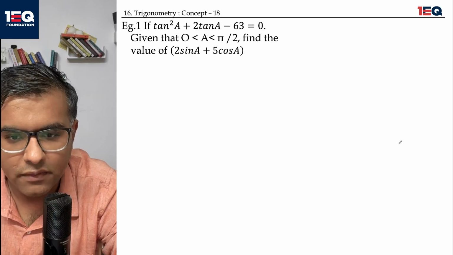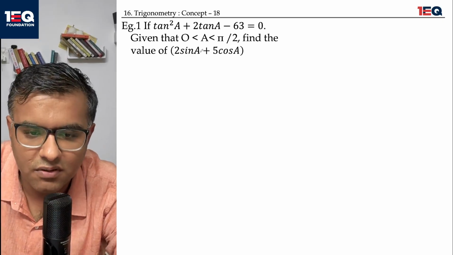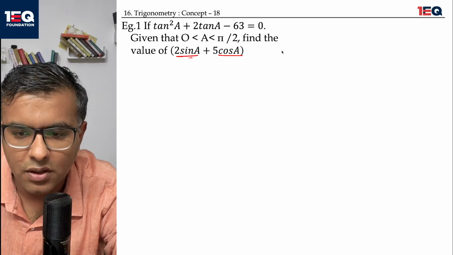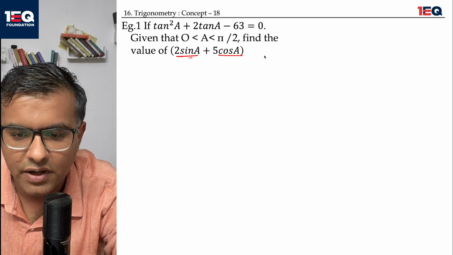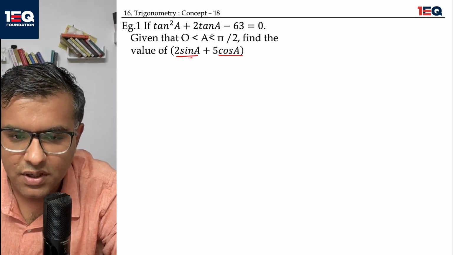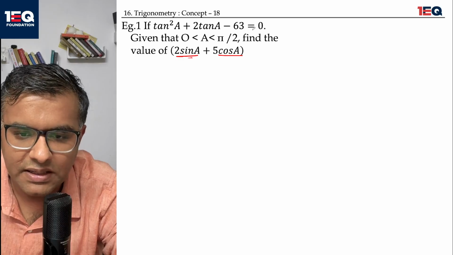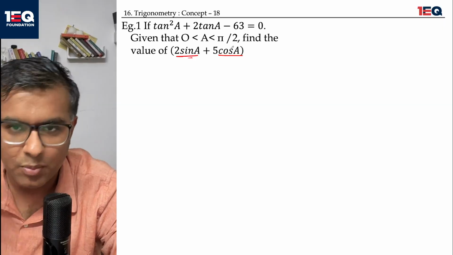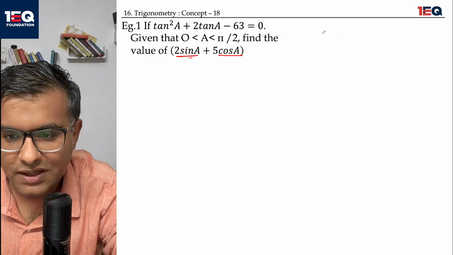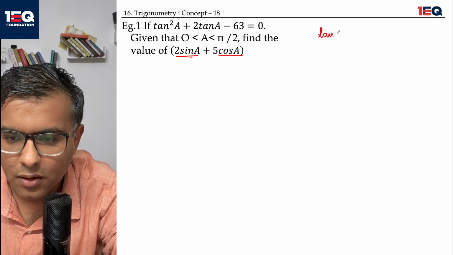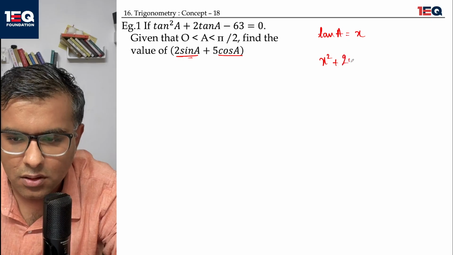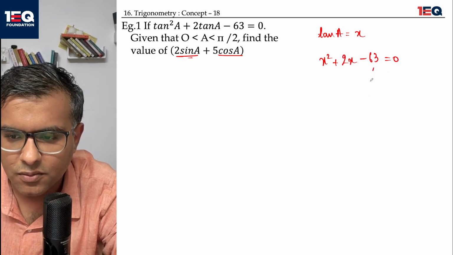Now, solving quadratic equations in order to find out the value of other trigonometric ratios. If tan square theta plus 2 tan theta minus 63 is equal to 0, we need to find out the value of sin A and cos A and then apply them inside. So let's assume that tan A is nothing but x for now. So x square plus 2x minus 63 is equal to 0.